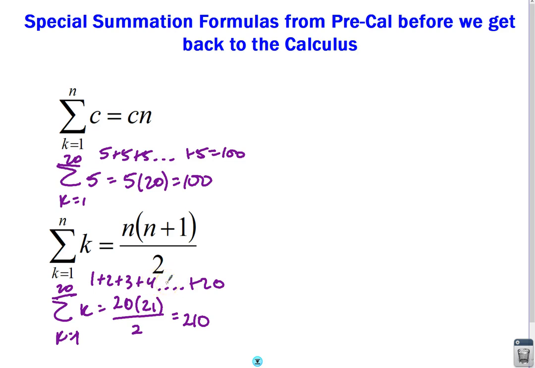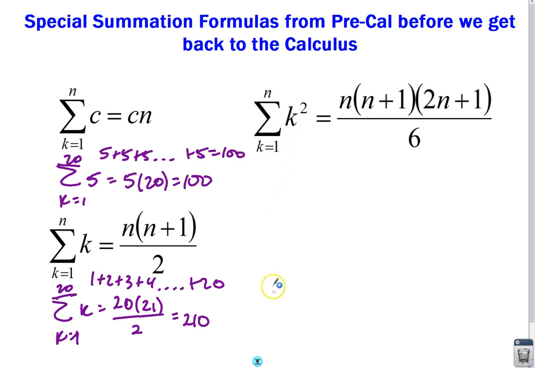How many times can you do that? Well, if you have 20 terms total and you're adding 2 terms at a time, the total combinations that you would make is half the number of terms. So 20 divided by 2, so 10 times you could add up to 21. So 21 times 10 gives you 210. Okay? That's just a quick refresher of how that came to be.